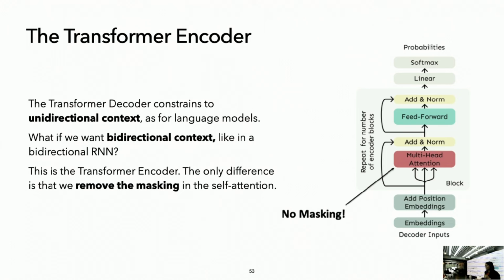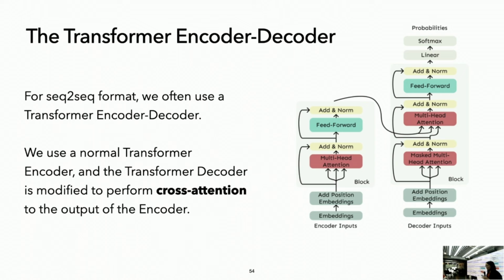If you put those two together, we have the transformer encoder-decoder here. For most sequence-to-sequence neural networks, we are going to use this kind of transformer encoder-decoder. As I mentioned, those two are almost the same, except in the encoder, there is no masking mechanism. However, we need to combine them in a way that's very strategic. The only change we are going to make to the transformer decoder is to modify it to perform cross attention to the output of the encoder. This is a key component of connecting those two together.